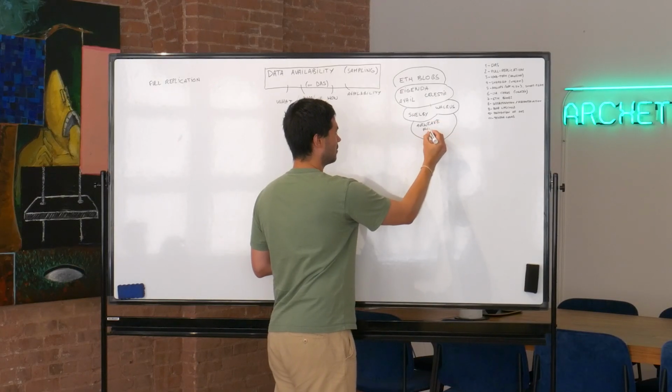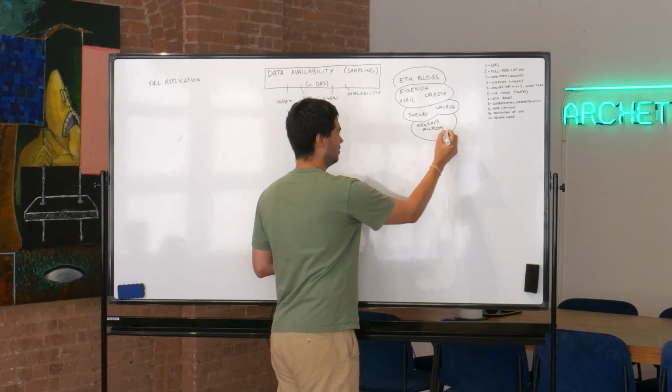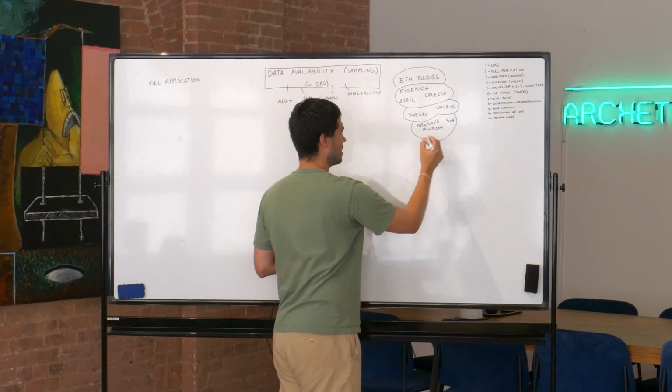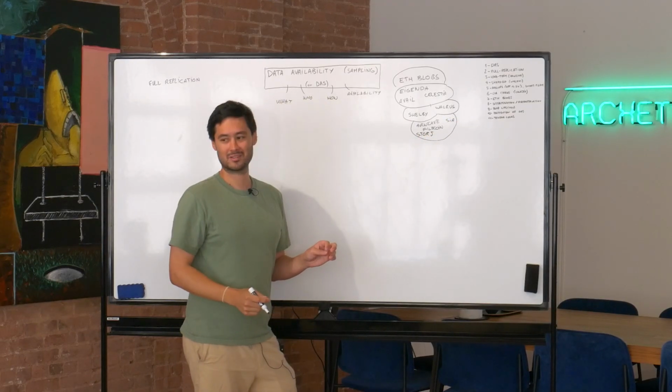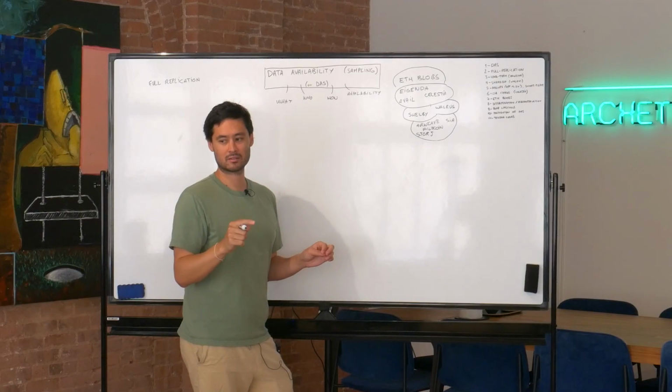There was Filecoin. Maybe you guys can help me if I miss one. There's Sia storage. Is there another one? I don't know. Irys now, I guess. So IRYS. Okay.